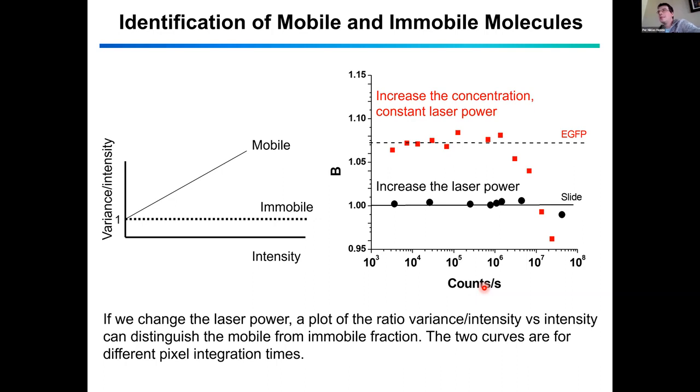If we do the same measurement with a solution of EGFP, you see the brightness was larger than 1, because now we have this contribution from the number fluctuations of the molecules. You also see that at very high count rates it goes down, which is an artifact, because you have to make sure that you're not saturating your detector. Otherwise, those considerations for the calculations will not be valid anymore.